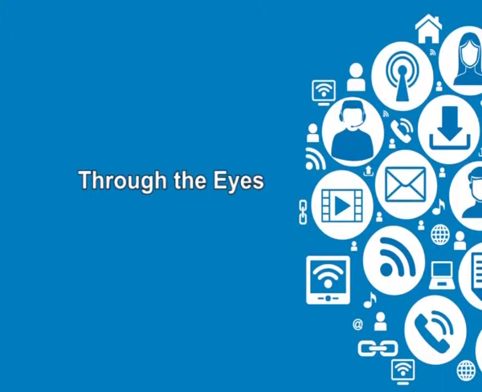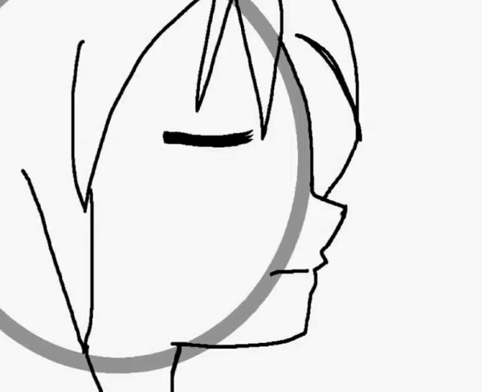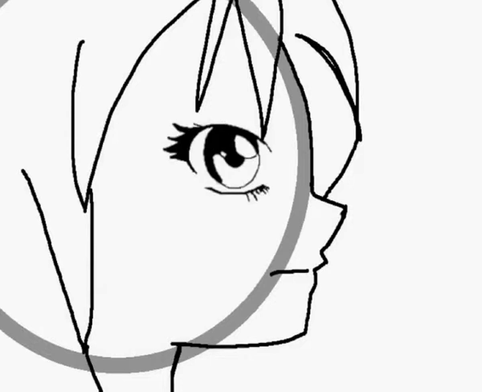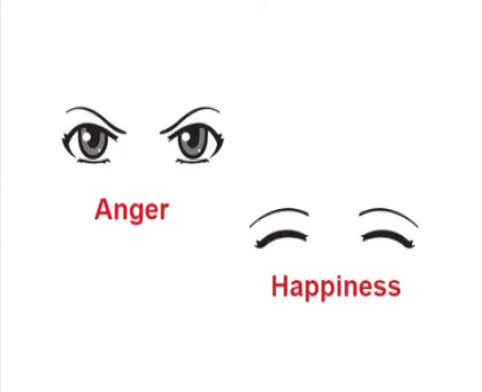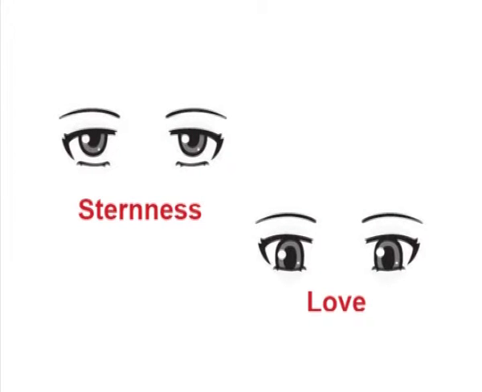The next type of non-verbal communication is through the eyes. Staring, blinking and looking at someone constantly, trying to make eye contact are types of non-verbal communication. When a person talks to another, the rate of eye blinking is higher and dilation of pupils occurs. Several emotions from anger to happiness, sternness to love can be expressed through the eyes.